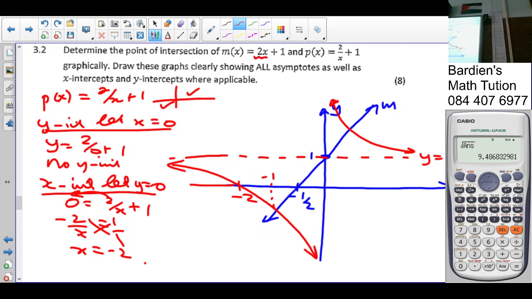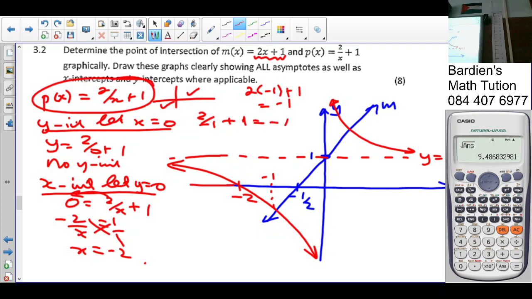I'll put negative 1 in here. It's going to be 2 times negative 1 plus 1, which is negative 1. I put negative 1 in here. 2 divided by negative 1 plus 1, which is negative 2 plus 1, is negative 1.